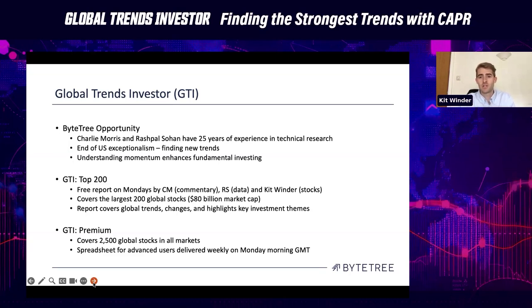Before that, though, every Monday, or the first day of every week if there's a bank holiday, we publish GTI Premium, which comes in the form of a spreadsheet containing all of the most important trend data on the world's 2,500 largest stocks. This covers all sectors and geography, so there's everything you need.